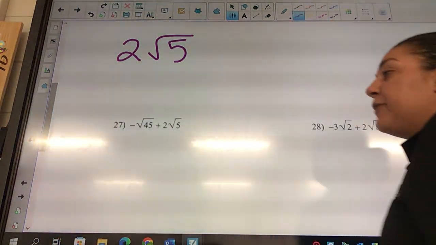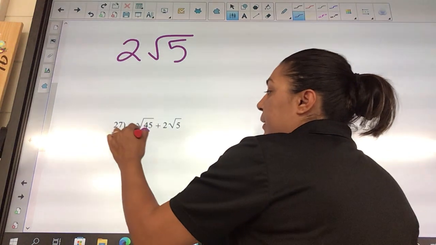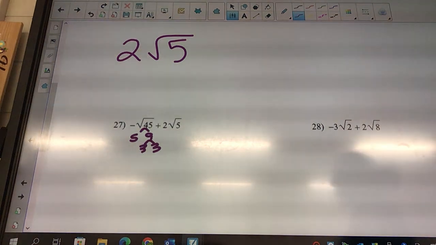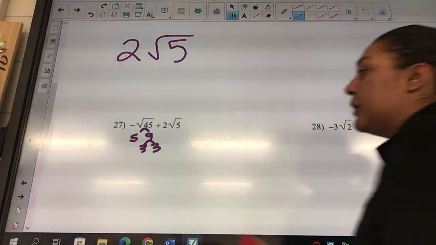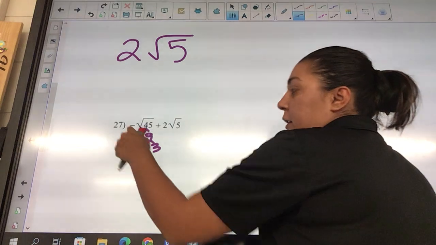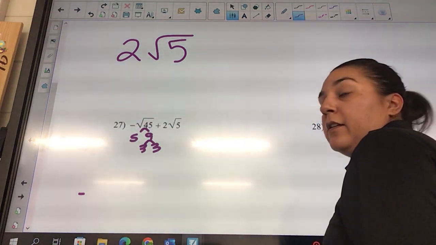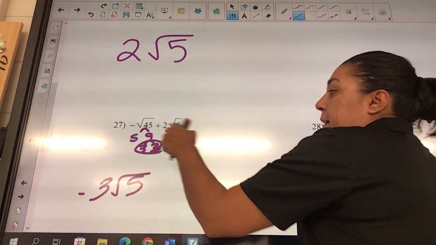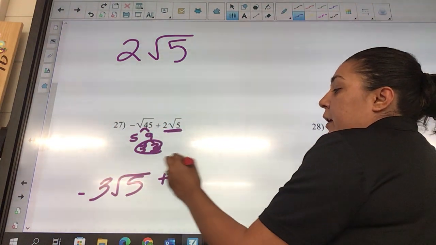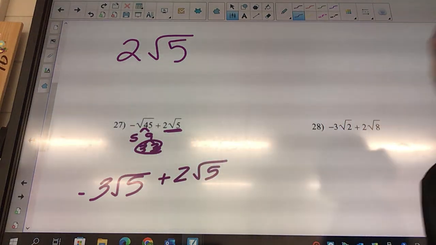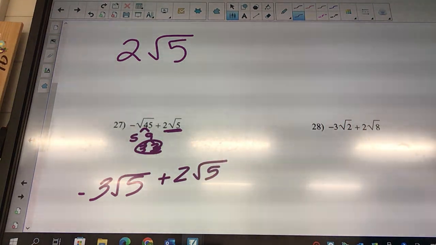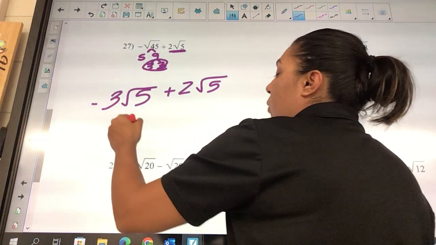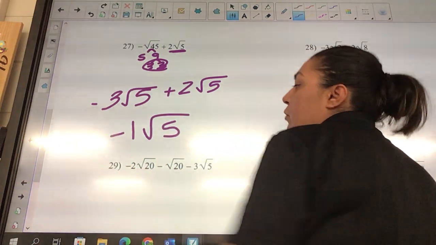Okay, so 45 can get simplified, and this is going to be 5 and 9, 3 and 3. Okay, who can go? A 3. So really, this thing is going to become, there's already that negative there, so we got to put that there. It's going to become negative 3 square root of 5, and this one, nothing is changing here. So it's going to be plus 2 square root of 5. Now are the insides the same? Yeah, so we can combine the outside. So what is negative 3 plus 2? Negative 1, negative 1 square root of 5.